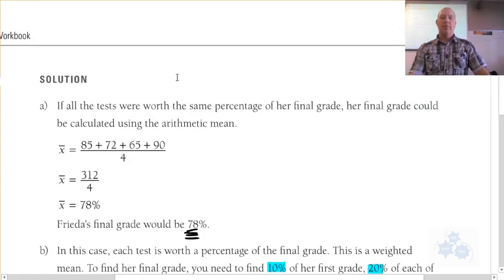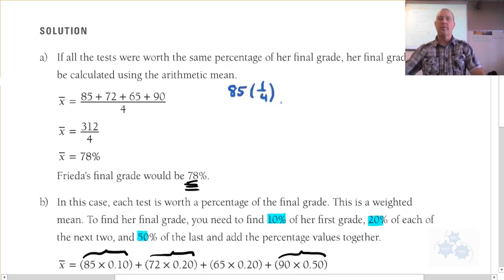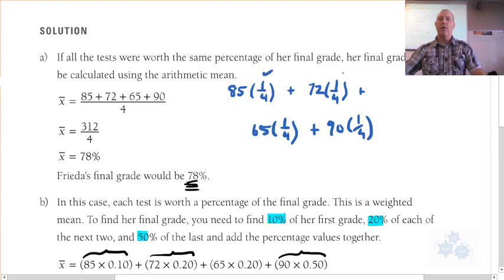You see, this one here, the reason why we add up all the numbers and then divide by 4, check this out, and this may help you understand. This is really important. This right here is exactly the same as going like this: 85 times 1/4 plus 72 times 1/4 plus 65 times 1/4 plus 90 times 1/4. Now, these are all the same, right? If I were to change 1/4, what would be the decimal for 1/4? What is it?